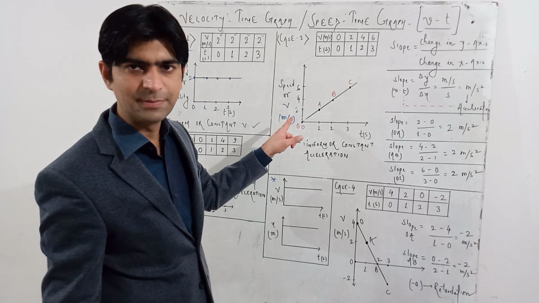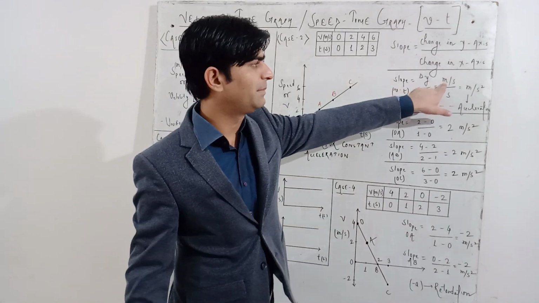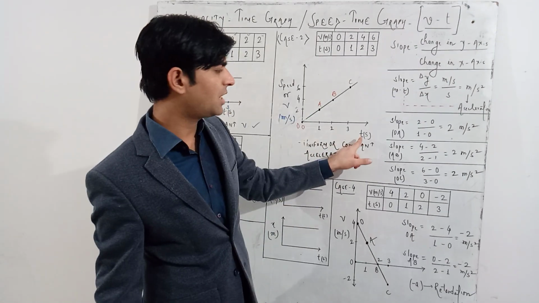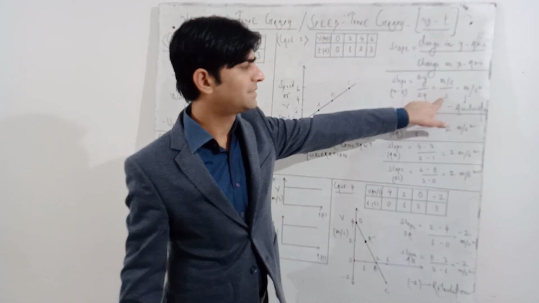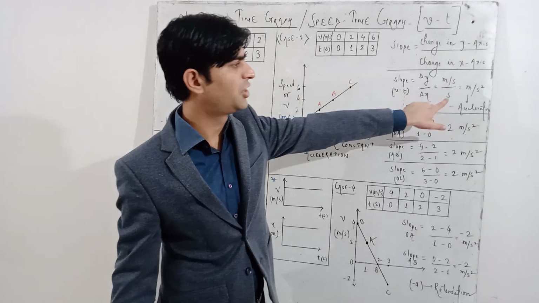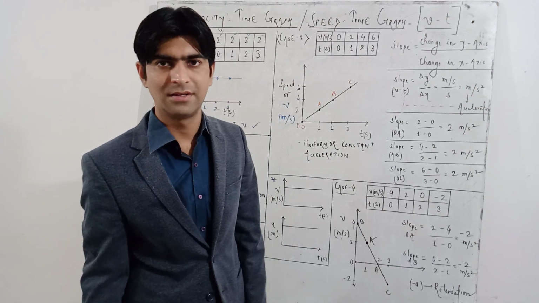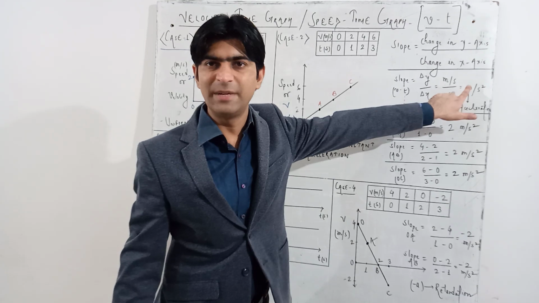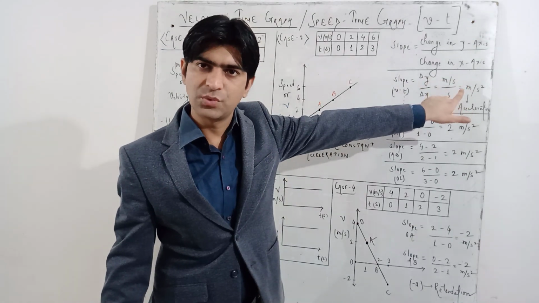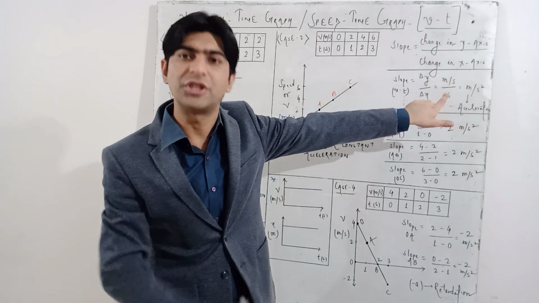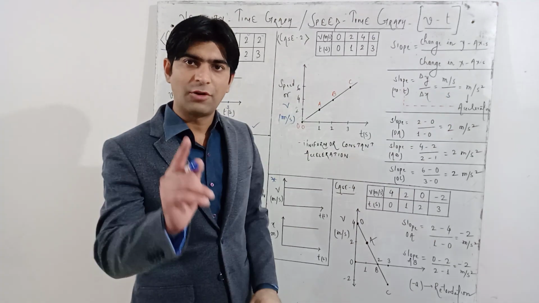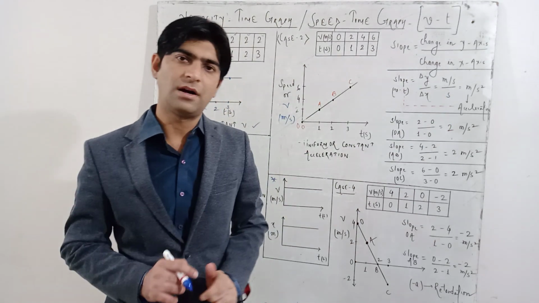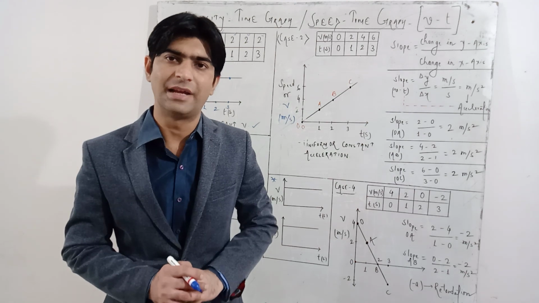SI unit for speed is meter per second. So in the y-axis you will write meter per second, and on the x-axis you have taken time, that is second. So meter per second upon second, the unit you will get is meter per second square. That means if you calculate the slope of a VT graph, you are getting unit meter per second square. Meter per second square is the unit for acceleration.